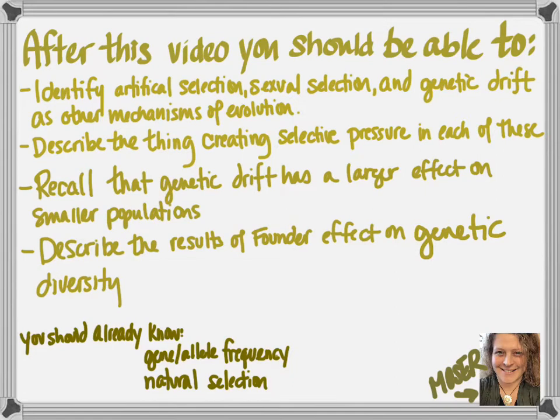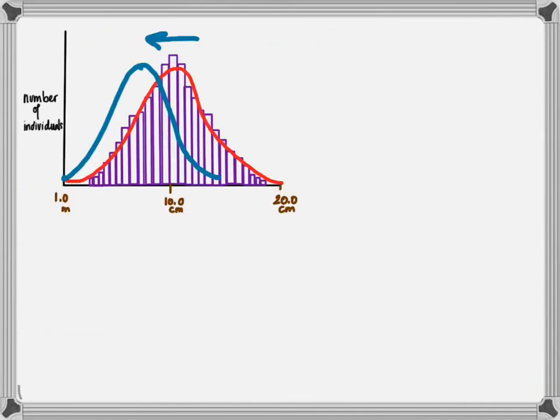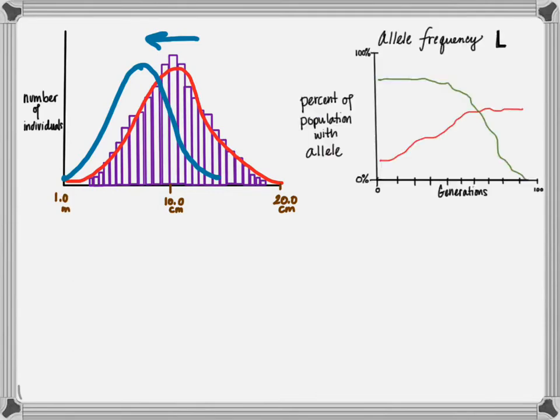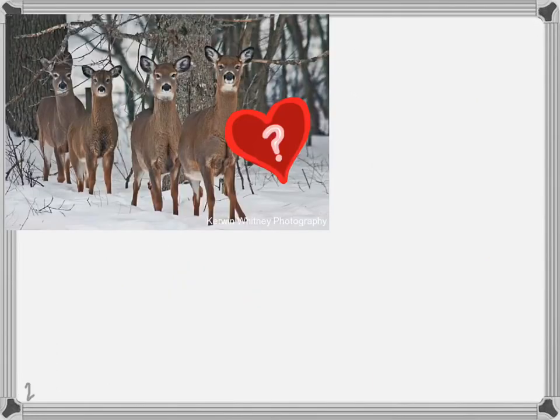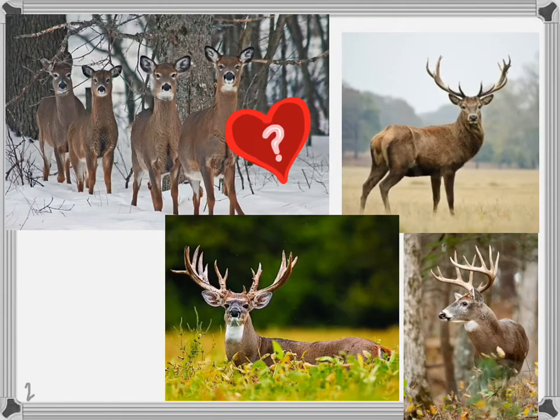So let's get started. We know that natural selection can cause shifts in the distribution of a trait or multiple traits in a population, or change the frequency of alleles in a population. But is natural selection the only thing that can cause a species to evolve? No! What about the eternal question of what sex wants? Surely everyone knows this. Big racks!